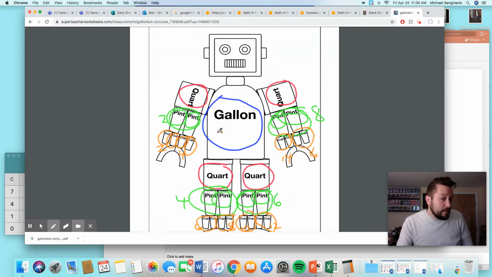If you didn't have this in front of you, all you would have to do is take your 6 pints and multiply that by, what do you think? 2, because there's 2 cups for every 1 pint. So 6 times 2 equals 12 cups. If you can't do that in your head or on paper, you are allowed to use the calculator, okay? So 6 pints times 2 is 12 cups.